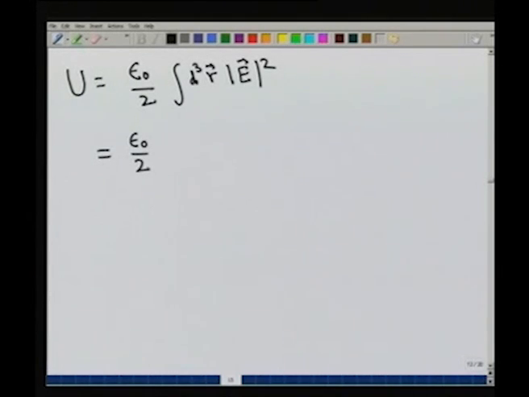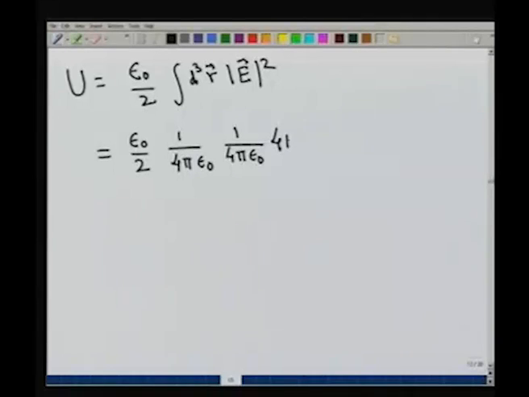I have got an epsilon naught by 2. My electric field always came with a factor 1 over 4 pi epsilon naught. Since I had mod E squared, I am going to write 1 over 4 pi epsilon naught squared. Since my field is spherically symmetric, it is radially outward. In this d cubed r, I can perform the angular integral independently. Therefore, my integral d omega is going to give me a 4 pi and now I am left with the radial integral to perform. So let me open a bracket here and start looking at the radial integral between 0 and R1.